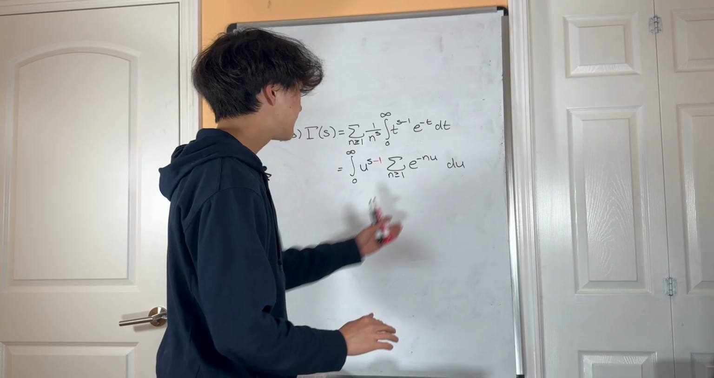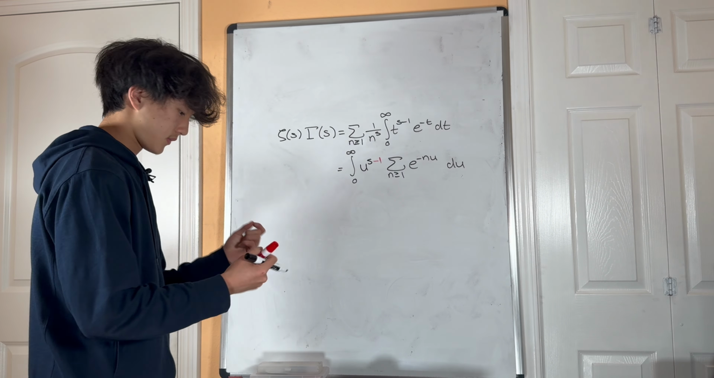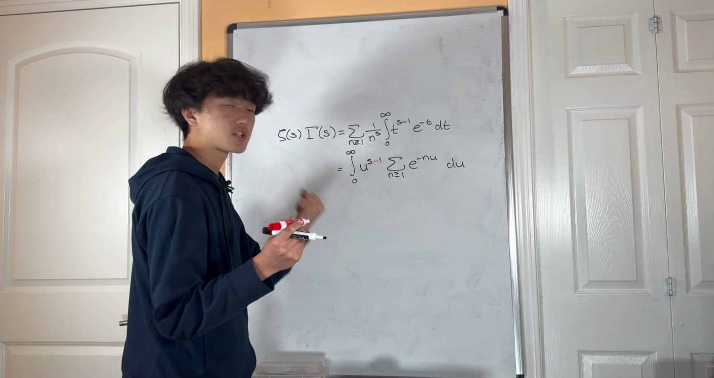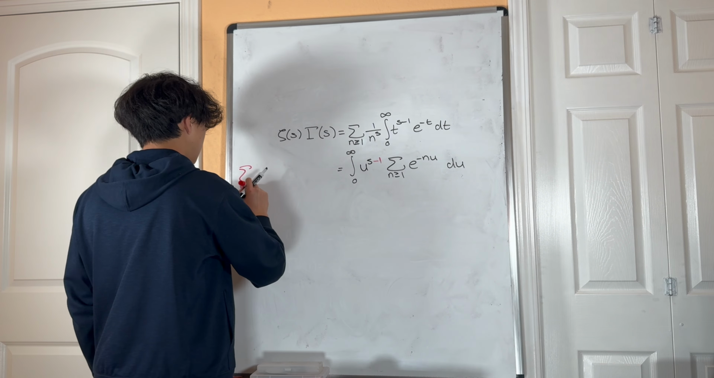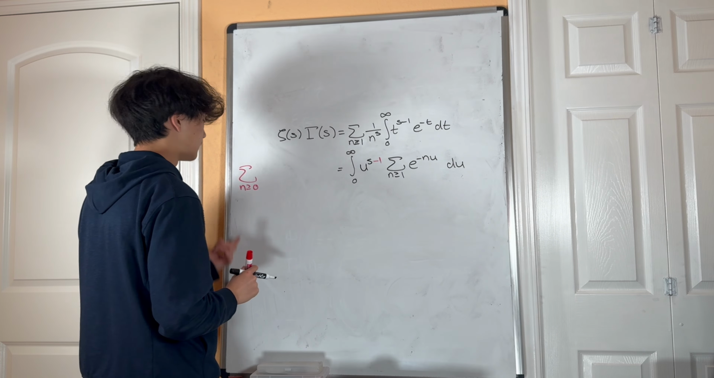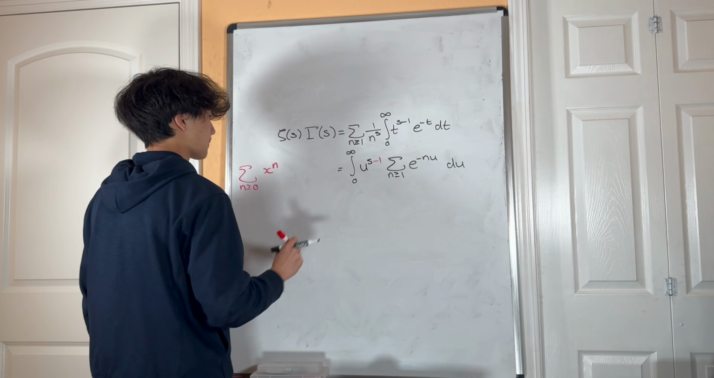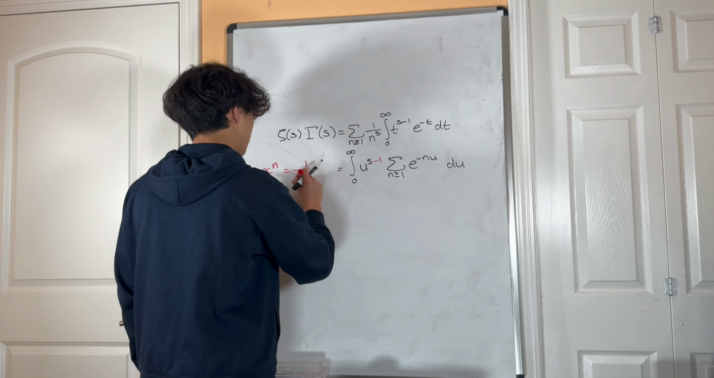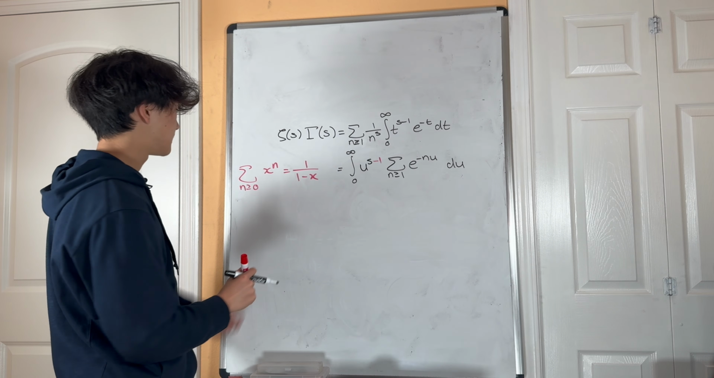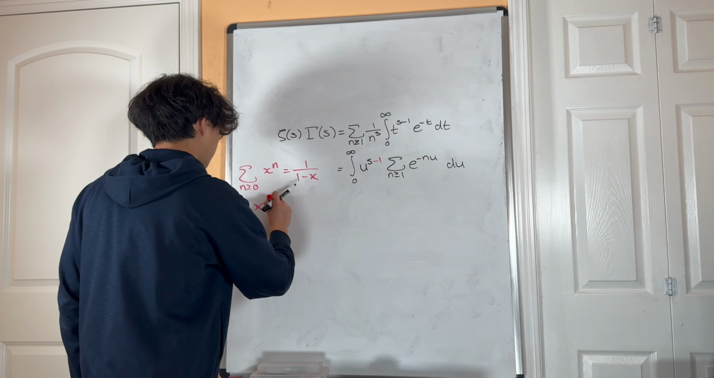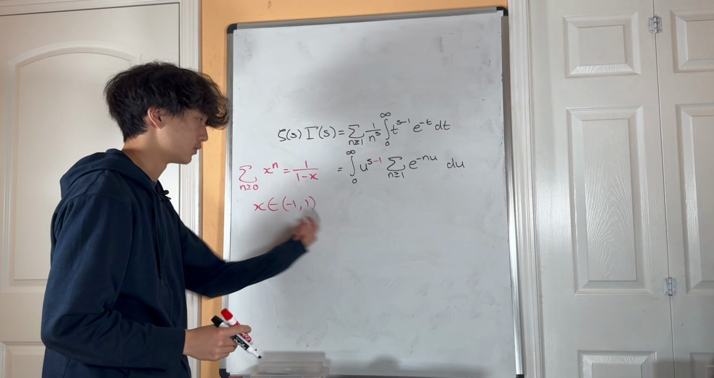Now, why is that something that we want to do? It's because of the geometric series, okay? Remember that if you take the sum as n is greater than or equal to 0 of x to the nth power, then you're going to get 1 over 1 minus x as long as x is inside of the range negative 1, 1, open, so it cannot equal 1.